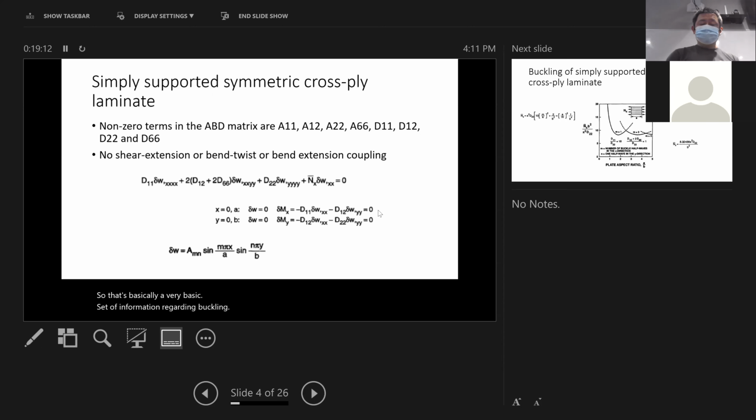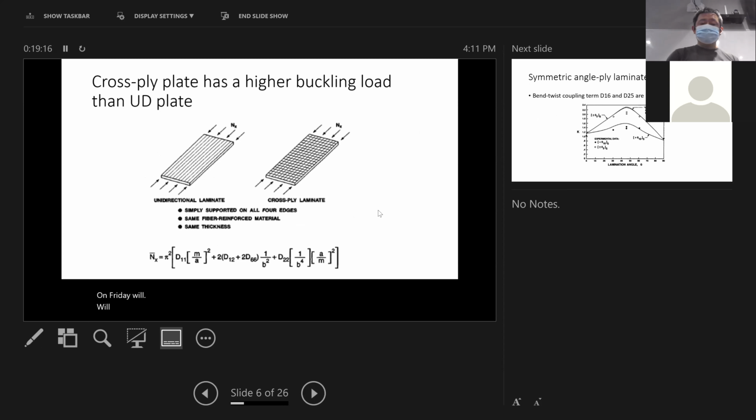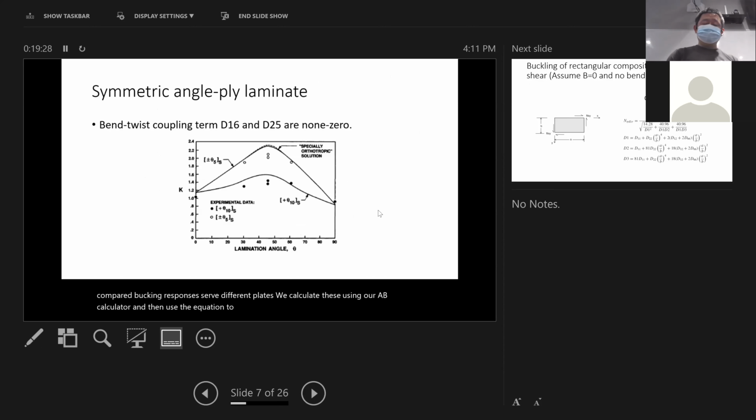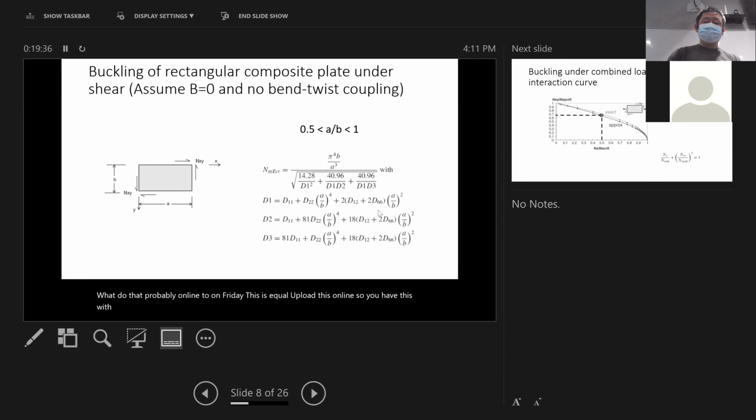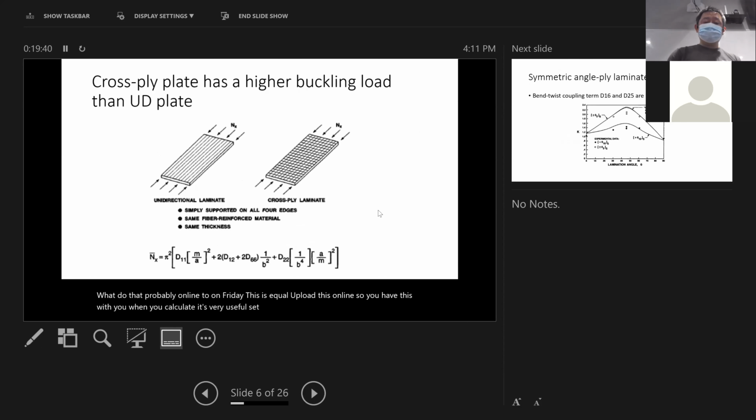On Friday, we'll do some calculations using these equations and our code to compare the buckling responses of different plates. We calculate these using our ABD calculator, and then use the equations to predict buckling loads. We'll probably do that online too on Friday. I'll upload this online so you have it when you calculate. It's a very useful set of equations. It gives you a first-hand estimation of the magnitude of things. When you have a composite plate at hand, it's always good to have an order of magnitude, to know roughly what it takes to buckle it in certain ways.